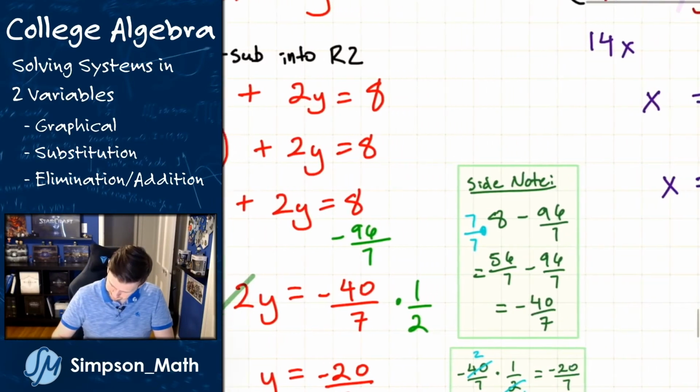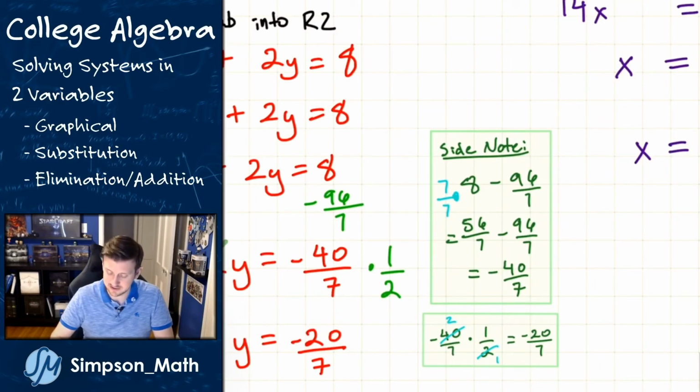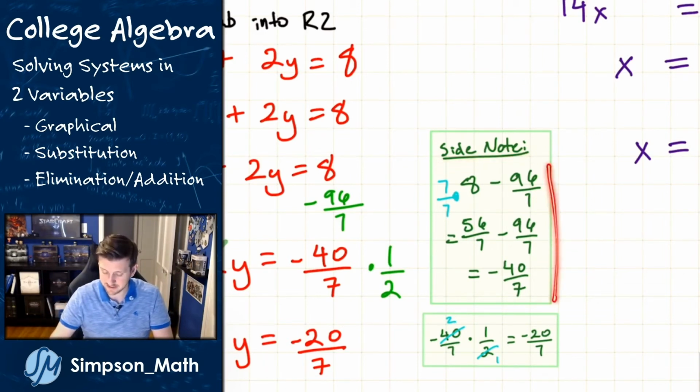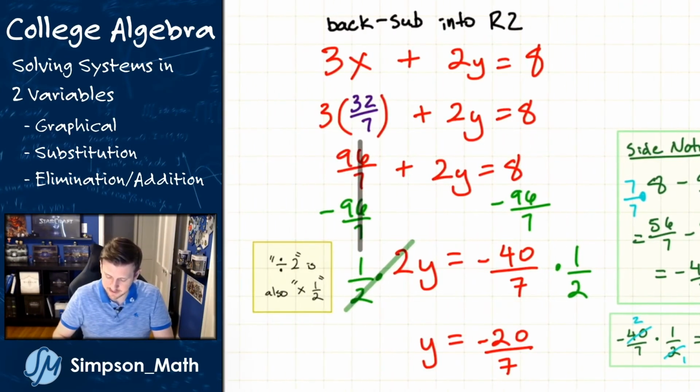And as I mentioned in a previous video, don't be afraid of just using side notes. This fraction math is a little bit annoying, but it's easier for me to just do this literally on the side. So say side note, do my fraction math, and I determine that 8 minus 96/7 is a negative 40/7. And then just do this over here on the side. And so I get that math back.